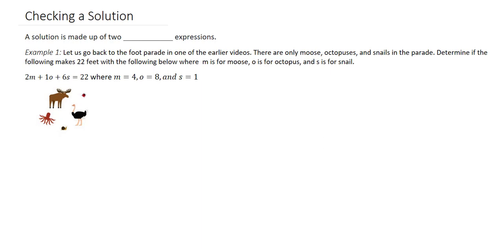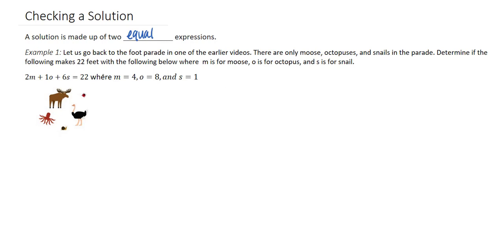Checking a solution. A solution is made up of two equal expressions. So let's look at the first example. Let's go back to the foot parade from one of the earlier videos. There's only a moose, octopus, and snails in the parade. We're going to determine if this makes 22 feet with the following expression, where M is for moose, O is for octopus, and S is for snail.